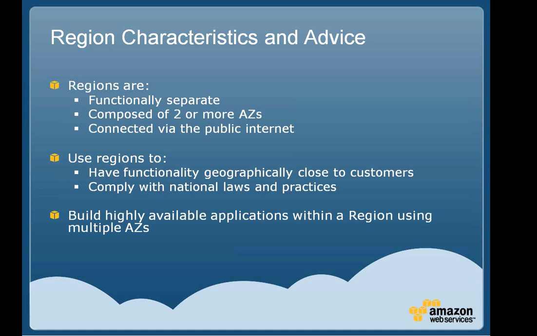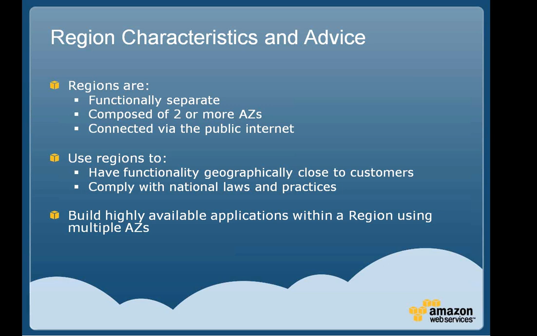So the regions are functionally separate. We are working to make sure that we have the same AWS services in every region. Generally, when we roll out new AWS services, they will be in beta testing in a single region, and then as that beta test matures and progresses, we will roll out that same functionality to the other regions. So they're functionally separate. Every region is composed of 2 or more availability zones, and the regions are connected to each other via the public internet.